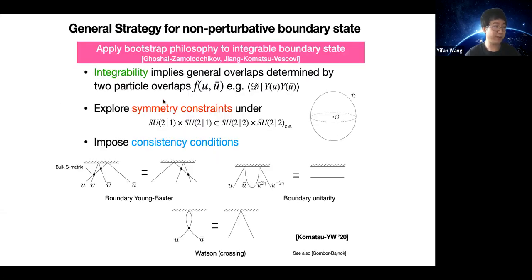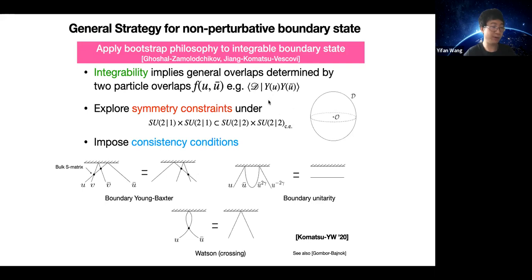So the bootstrap philosophy goes as follows. First of all, integrability implies that this overlap, or this one-point function between the closed string state and the boundary state, would factorize into two-particle overlaps. That is, overlaps between the boundary state and two massive particles that are going in and out. A U bar means flipping the momentum.